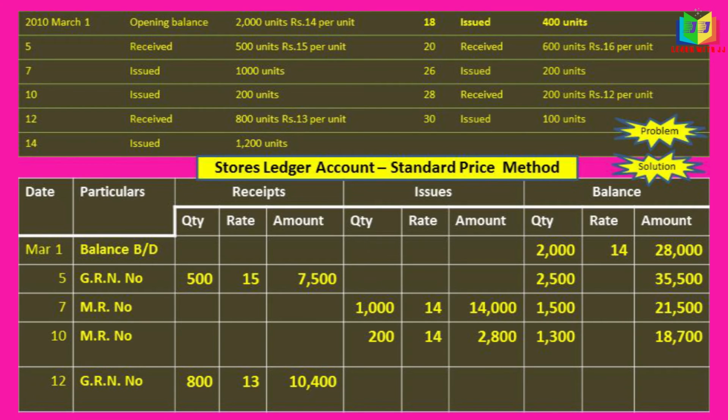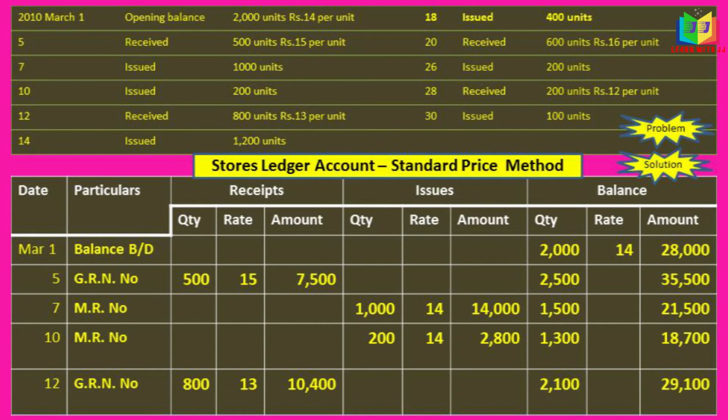And next we have units received, that is 800 units at 13 per unit. So I'll write it in the receipt column. It is 10,400. In the balance column we have to add this. If we issue, we have to subtract it from the balance column. If we receive any quantity, that is material, we have to add it in the balance column.